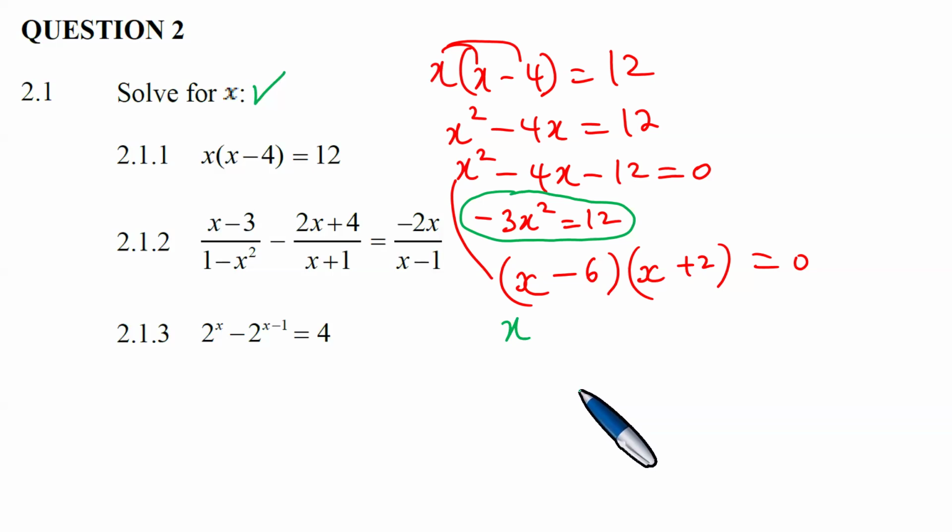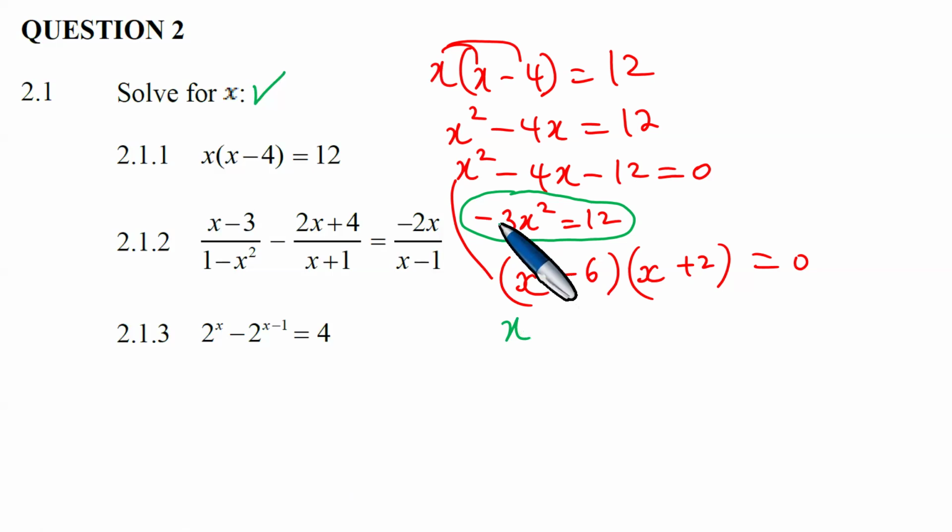I can divide both sides by negative 3 in negative 3x squared equals 12. And then negative 3 cancels negative 3. So we are left with x squared equals negative 4. Then you take the square root of x squared and it will cancel, leaving x equals.